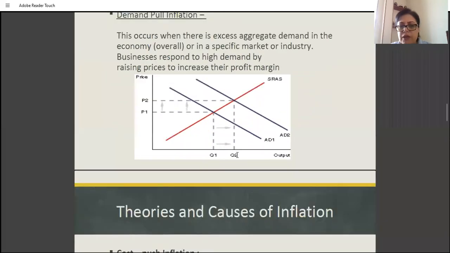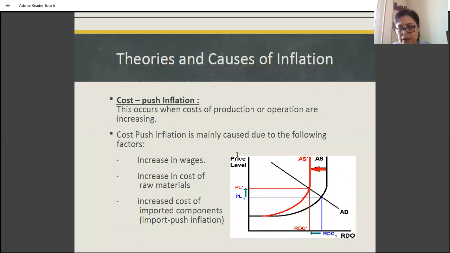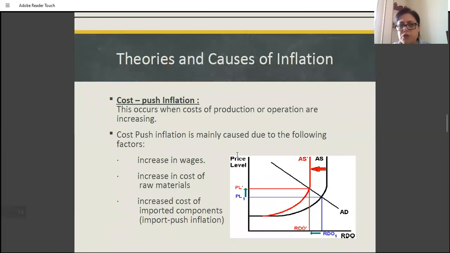Now let's go to the second theory, supply side inflation theory, or cost push inflation. Well, now you also see the graphical representation of this situation. We have to understand that this process normally occurs when the production costs or business operation costs are increasing.